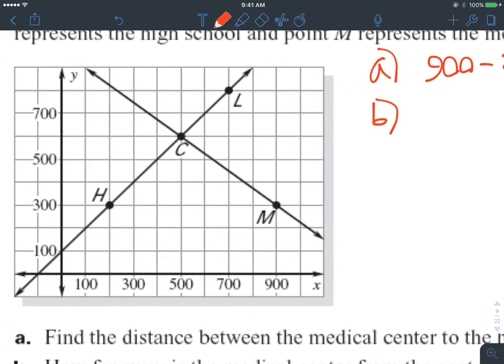There are a couple different ways you can do this. I usually think about distance in terms of the Pythagorean theorem, but you could also use the distance formula here and write these as ordered pairs. Like this first one's like 900, 300. And then this next one up here is 500, comma, what do we have at 500? Oh, there it is, 600.